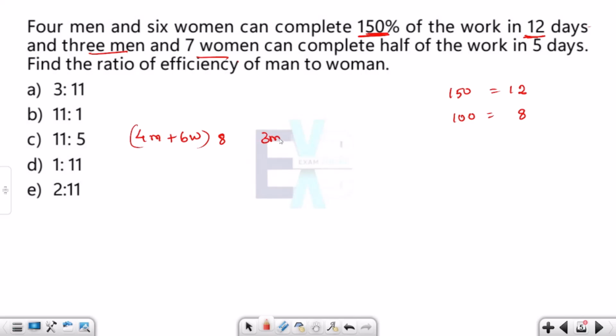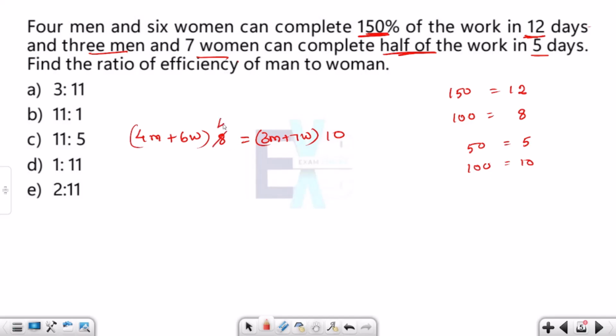3 men and 7 women can complete half of the work in 5 days. Okay, so half in the sense 50% of the work in 5 days, then 100% of the work will be done in 10 days. Okay, in how many days? 10 days. Find the ratio of efficiency of man and woman.